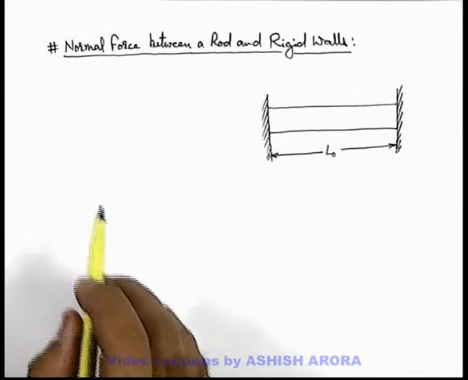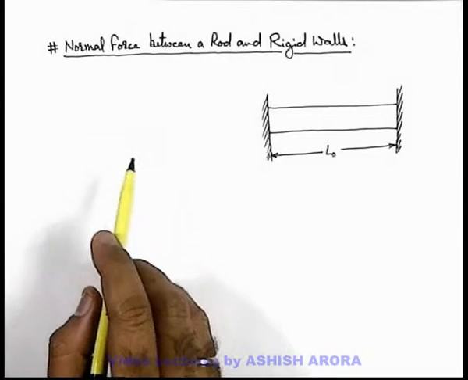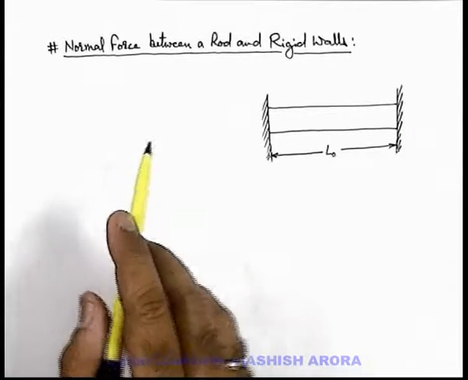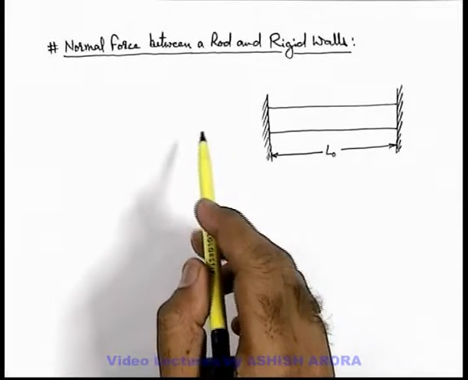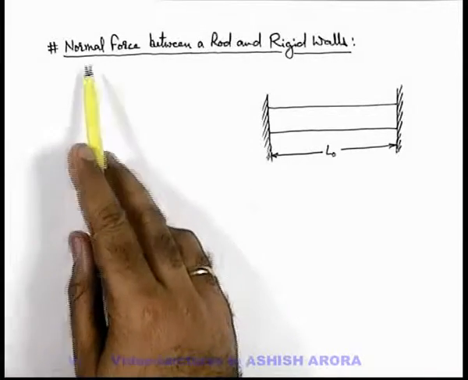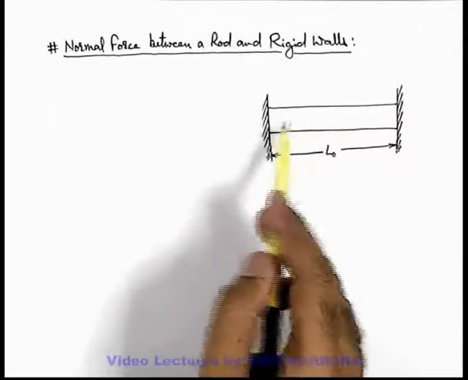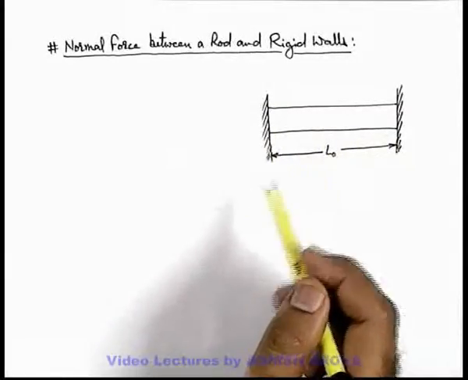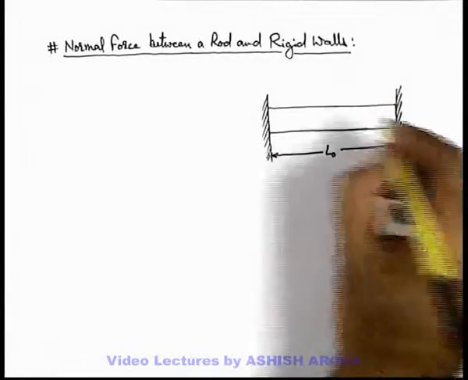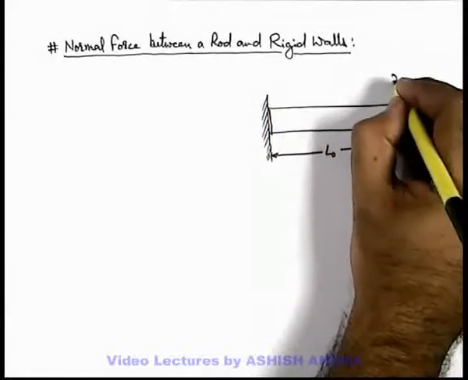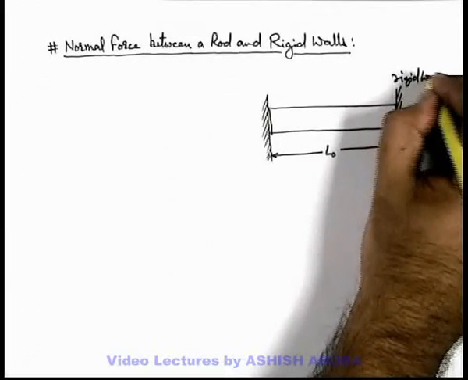Just like what we have discussed right now, the tension developed in the metal wire clamped between two rigid supports, similarly, we'll talk about the normal force on a rod which is placed between two rigid walls. Say it is of length L0. The rod is just placed between two rigid walls. These are, say, rigid walls.